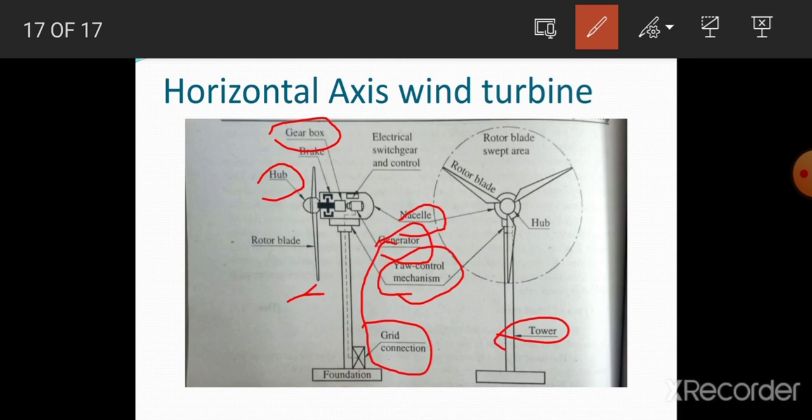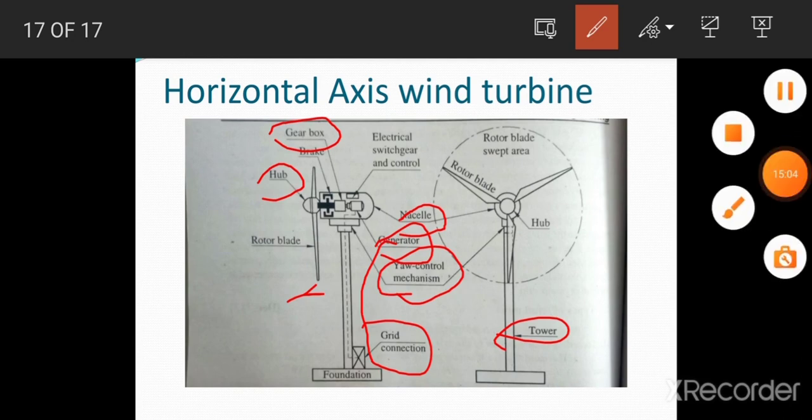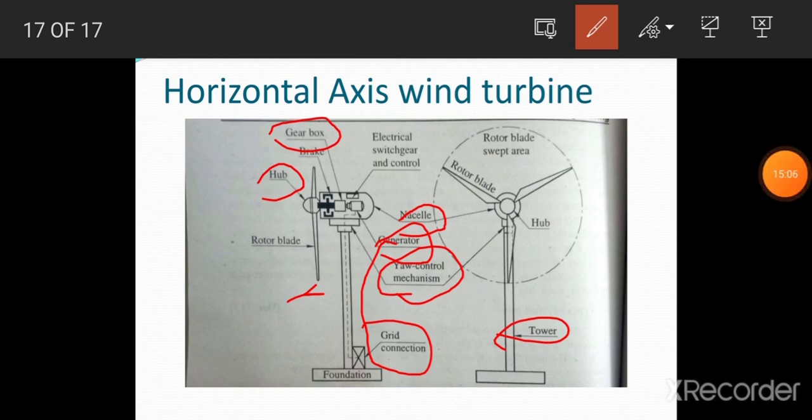In the next lecture we will also discuss various types of rotor, and also the pitch control system and upwind and downwind machines. So thank you very much.